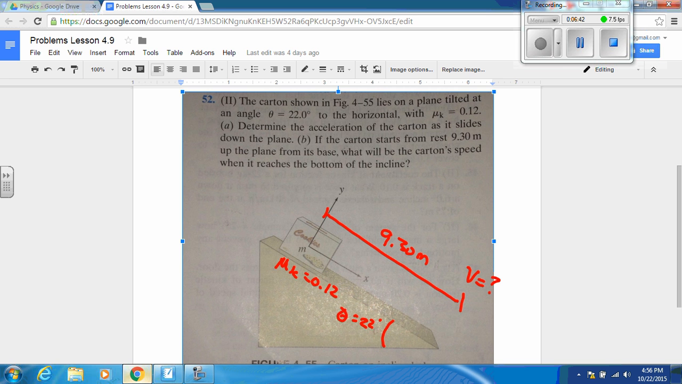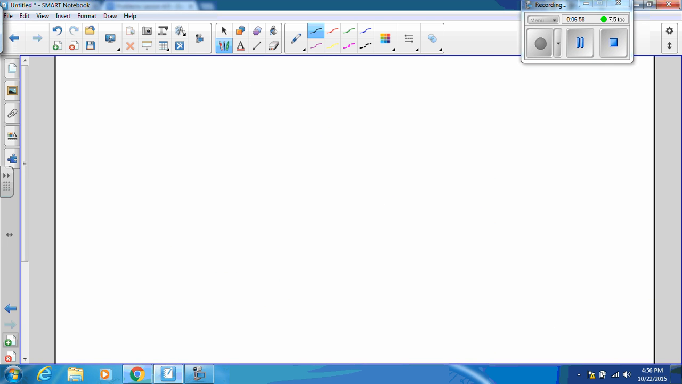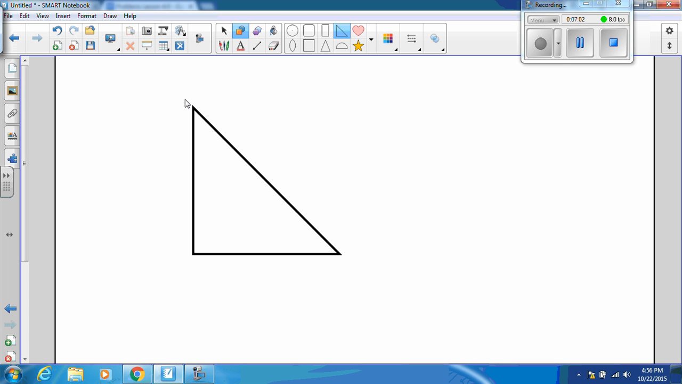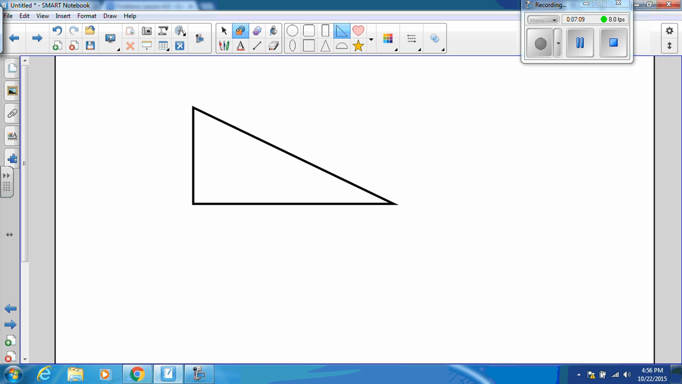Notice that 9.3 meters is a very long distance. It's actually, I believe, longer than our classroom. So this is a long, long ramp. Let's go ahead and do our free body diagram. We'll put an inclined plane here, and we'll try to make that inclined plane a little more realistic, so a bit like that. And we'll put our block on the inclined plane.